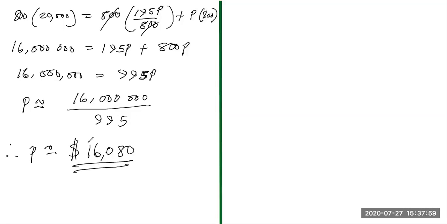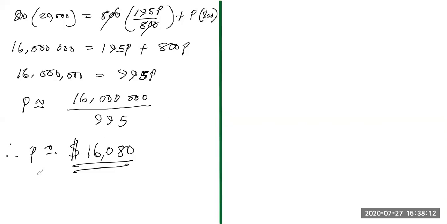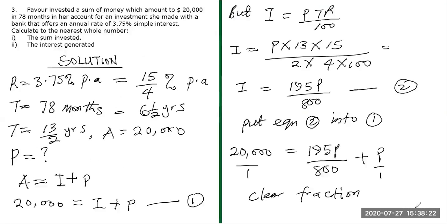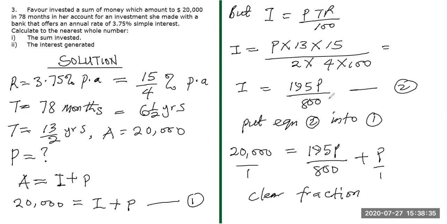It is going to give you decimals and all that, but they say the approximate value. All right. Since we have gotten our P, that is the sum invested. So we just got the sum invested as question I. Question II, the next question that follows, what is it saying? The interest generated, which is I. So we now put P into equation 2 to find the interest generated, because that is where the interest has been defined. See equation 2 here.